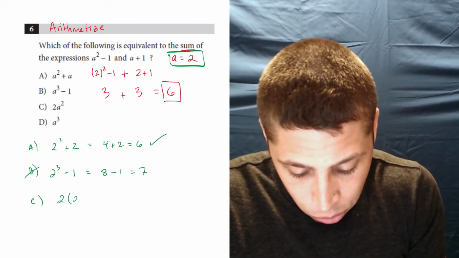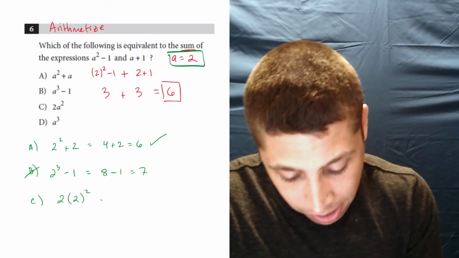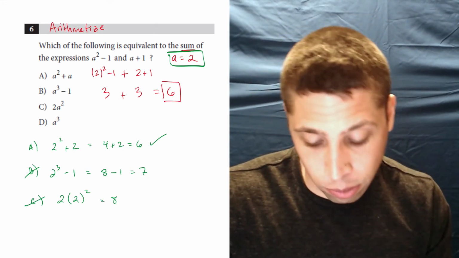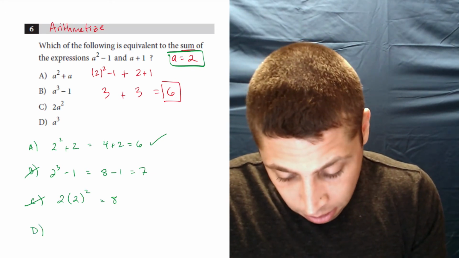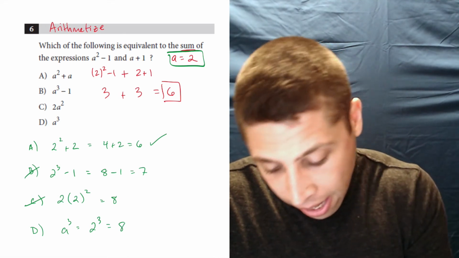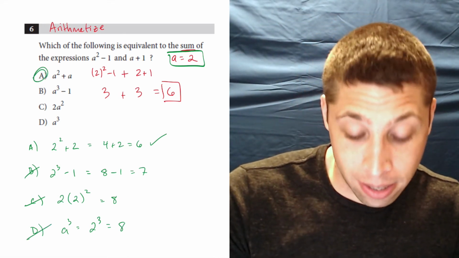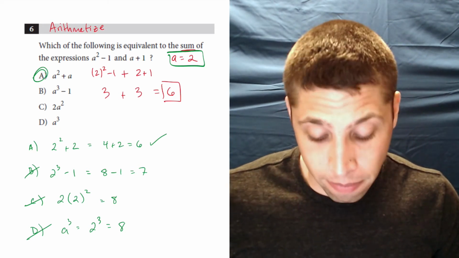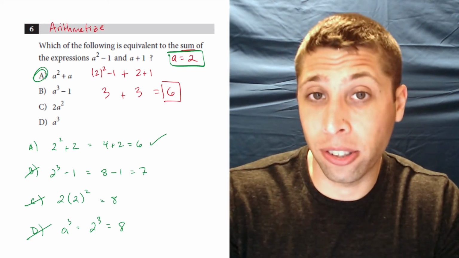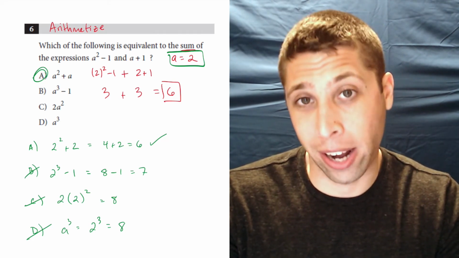C is going to be 2 times 2 squared. 2 squared is 4, times 2 is 8. So 8 is not equal to 6. And D, A cubed is going to be 2 cubed, which is 8, and so that's also wrong. So A is the only one that gave me the value I needed. So there you go. That is still not that slow. It is a pretty quick solution to use the strategy.